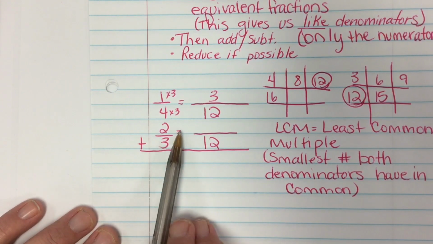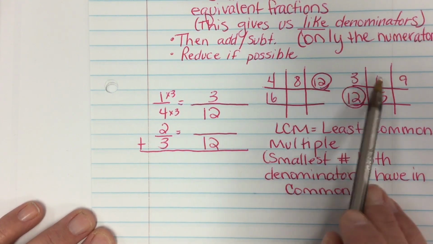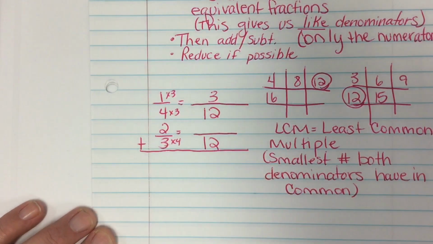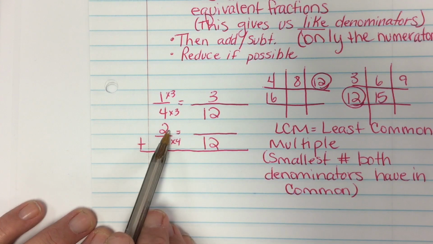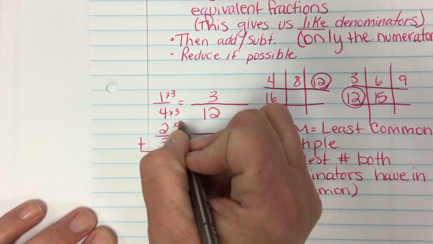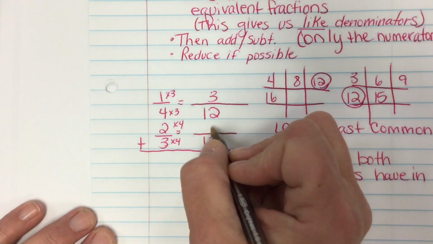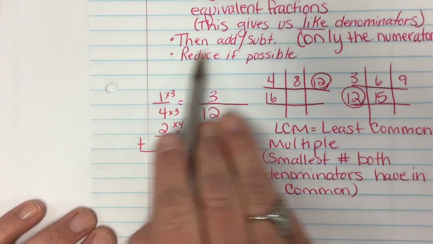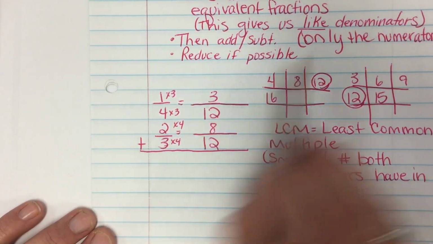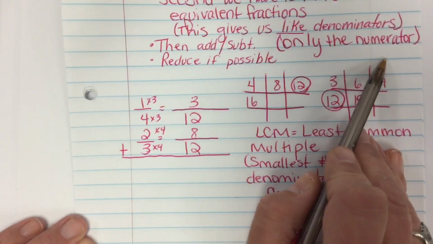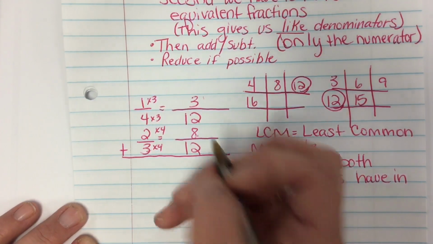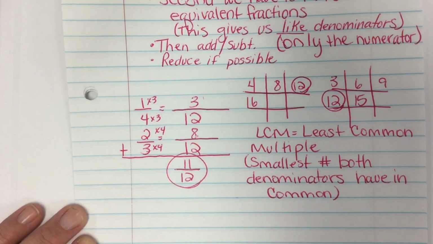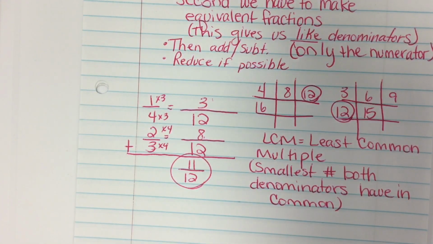Okay, 2/3 equals something over 12. Well, 3 will go into 12 4 times. So 3 times 4 equals 12. Whatever I do to the denominator, I have to do to the numerator. So times 4, 2 times 4 is 8. Now, add or subtract. Well, we're doing addition. We're going to add only the numerators. 8 plus 3 is 11, and the denominator stays the same. And 11 over 12 is as low as it can go. It doesn't reduce any more than that.